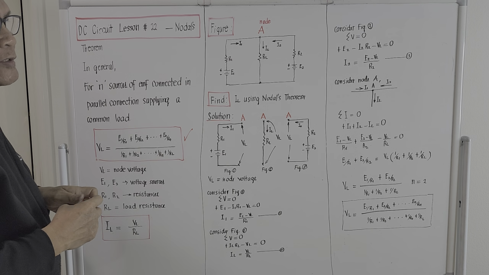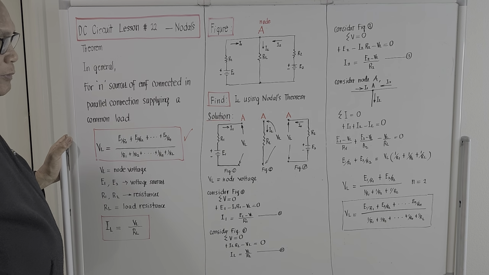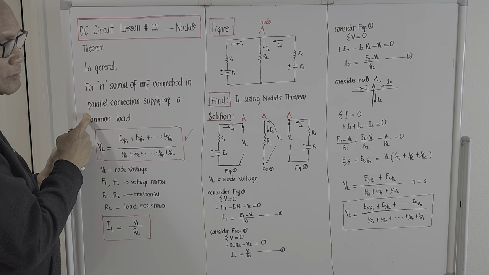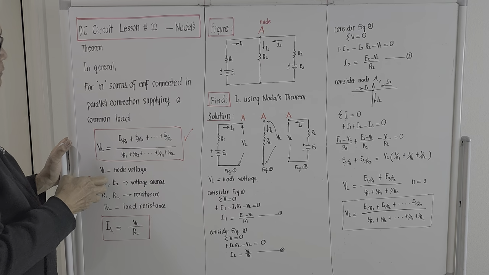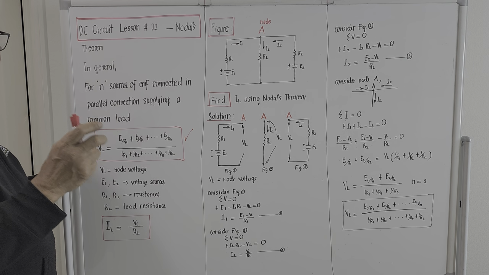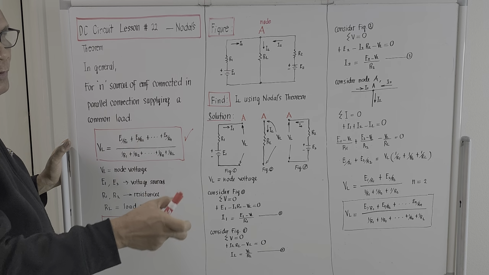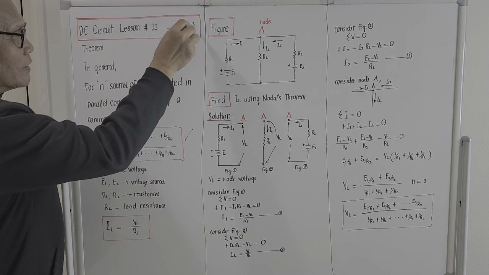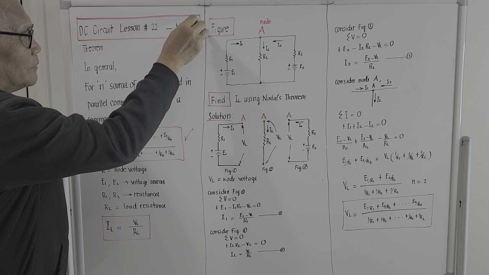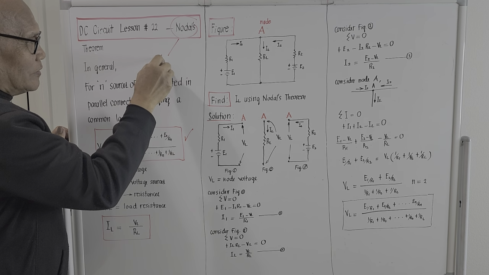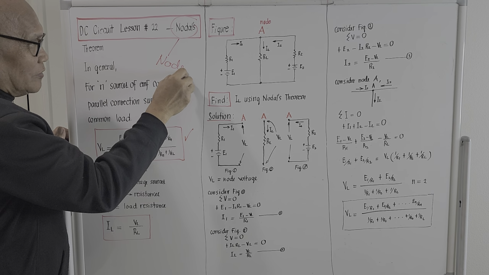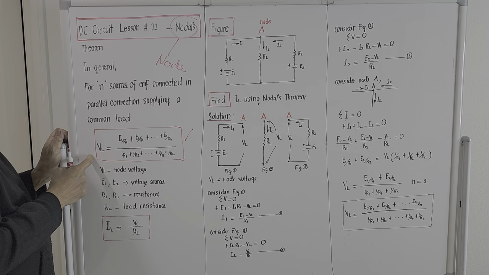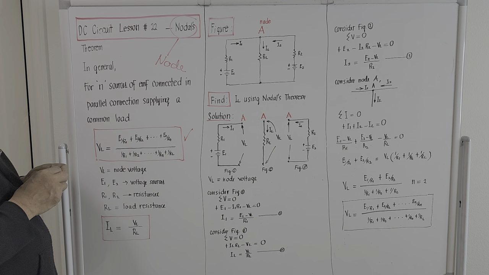I will try to read the Nodal's theorem. For n sources of EMF or voltage sources connected in parallel connection, supplying a common load, the formula on how to compute for the node voltage, V sub L, is actually the node voltage. That's why there is a term nodal here. Node. Nodal node. To compute for V sub L, the node voltage, I will try to read the formula.